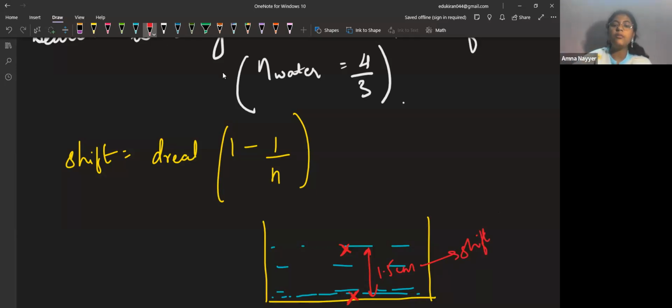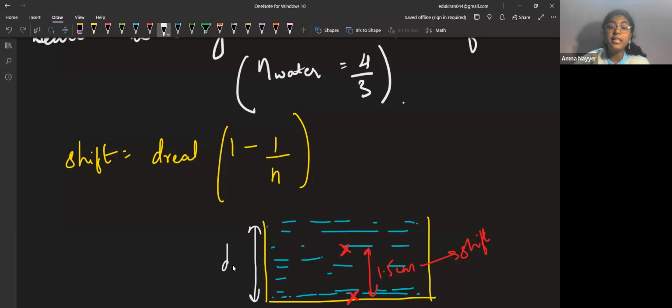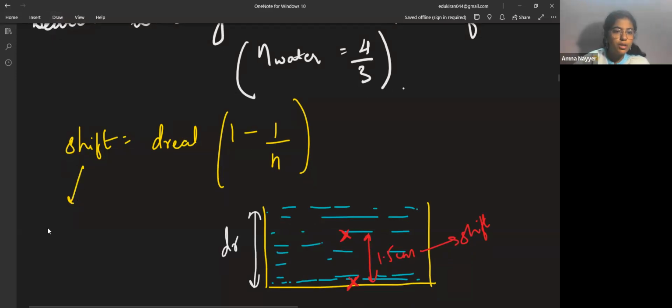But actually we want to know how much water has to be poured in it. It means what is this entire length, the real length, the real depth. What is the real depth? So shift is given to us as 1.5 and n is given to us as 4 by 3.